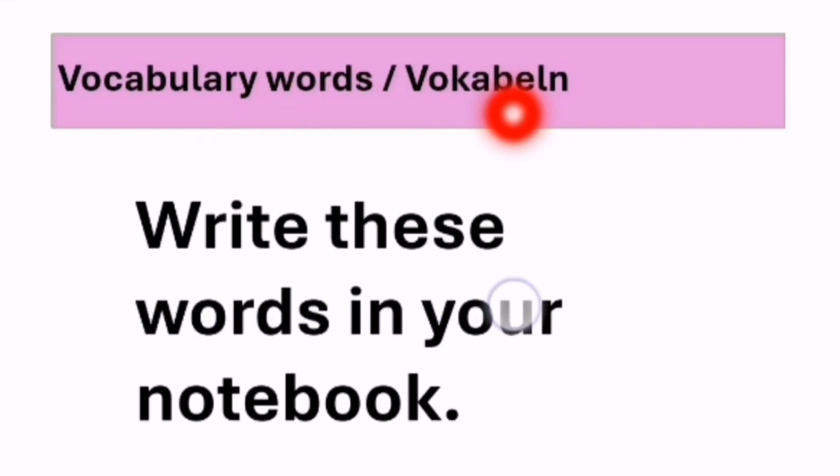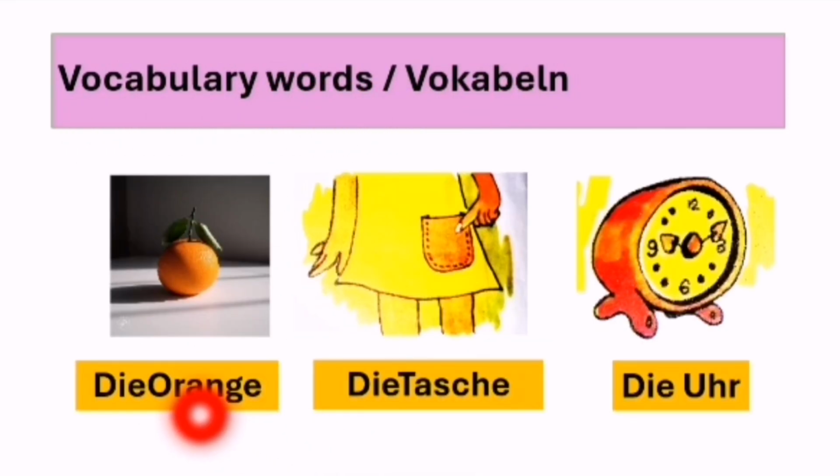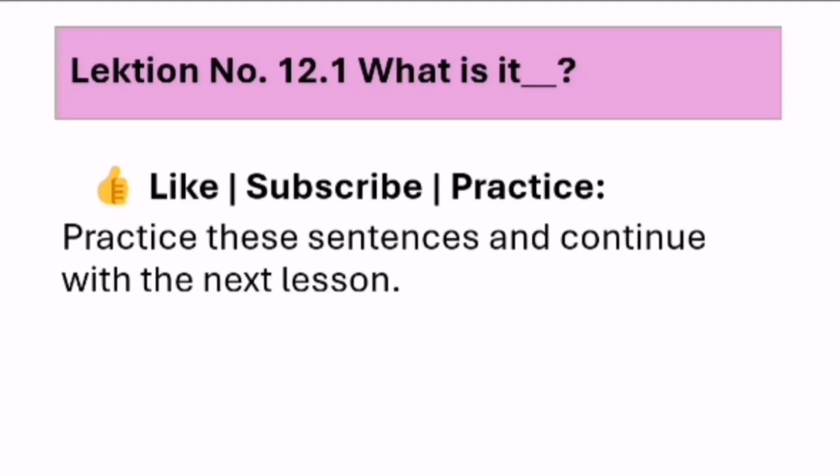Vocabulary words, write these words in your notebook. Die Orange, the orange. Die Tasche, the pocket. You can say only pocket in English. Die Uhr, the clock. Or you can say only clock. Die Orange, die Tasche, die Uhr.